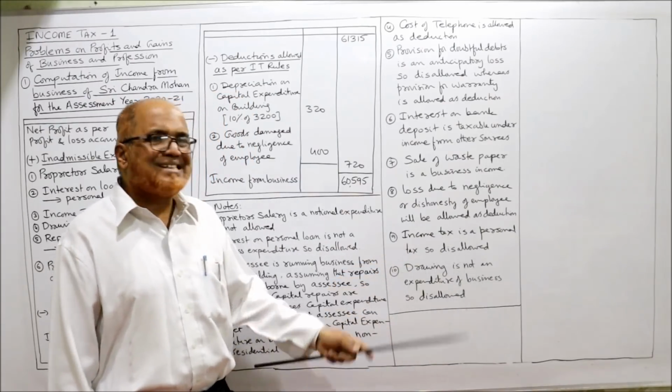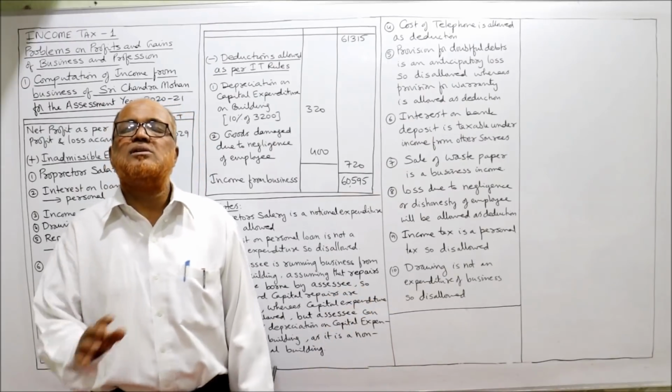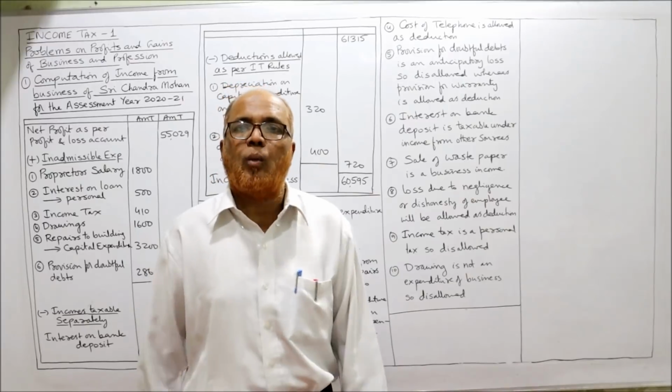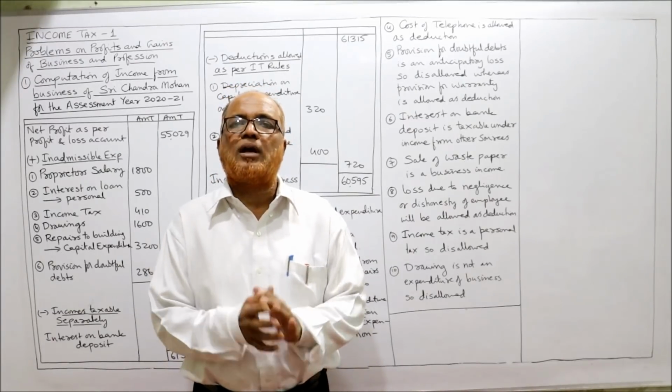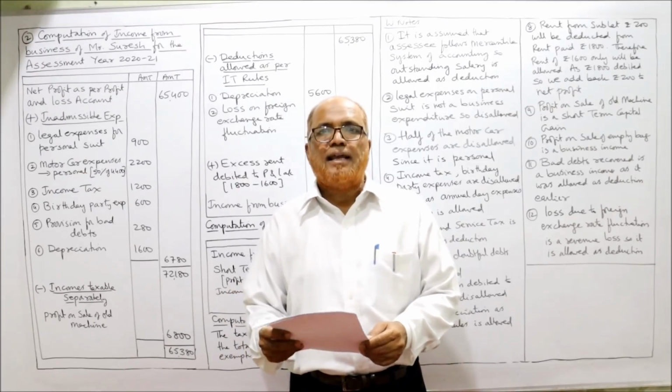Income tax is a personal tax, so disallowed. Last one, drawing is not an expenditure of business, so disallowed. So this is the end of problem number 1. First problem we have completed on computing the income from business. Come on, now we'll start the next problem.